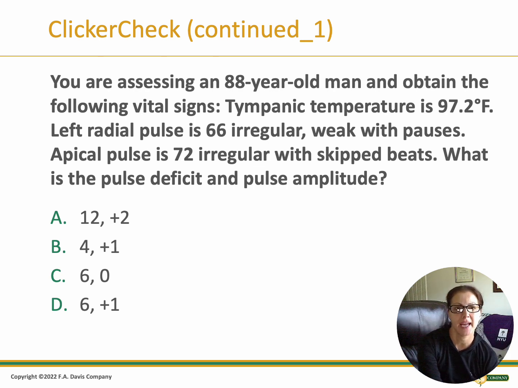So you're assessing an 88-year-old man and obtain the following vital signs. Tympanic temperature, so ear temperature, 97.2. Left radial pulse, 66 and irregular. Weak with some pauses. Apical pulse is 72. And you notice that there are skip beats when you auscultate. So therefore, what is the pulse deficit and what is the pulse amplitude? And I'll give you a moment to try to come up with this answer.